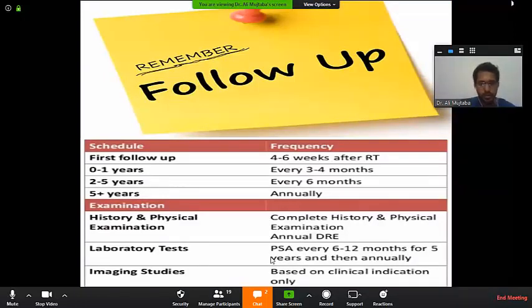Examination includes history, examination, lab tests, and imaging studies. There should be a complete history and examination annually. The lab test includes PSA level every few months for 5 years and then annually. Imaging studies are based on clinical indications.